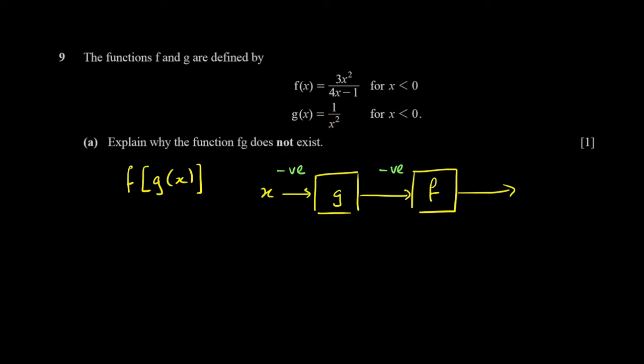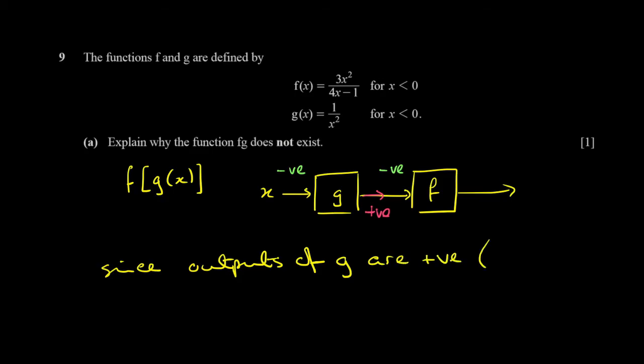Well, a negative number squared is a positive number, and 1 divided by a positive number is a positive. So actually the output here, instead of being negative, which is what we want, is going to be positive, right? So in other words, the outputs of the function g are positive, but the inputs to the function f are required to be negative, right? So g is not giving the outputs that we need to go into f. So you need to say something like, since the outputs of g, or the range of g, are positive, right? So if you want to write that, you can say g is greater than 0, right?